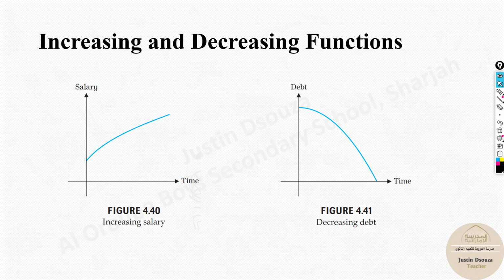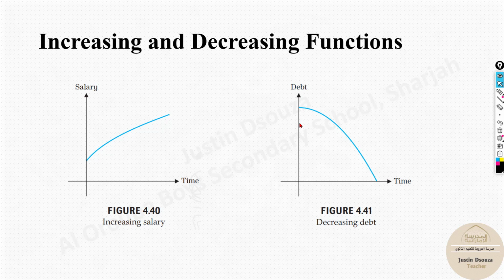Now say for example the salary is increasing. You can see it goes upwards. Something that goes upwards is increasing, and something that goes down is decreasing. So now debt, a loan which is taken, you're giving it back and you want to clear it. In time you have no debt, cleared all your loans. So this is a decreasing function.